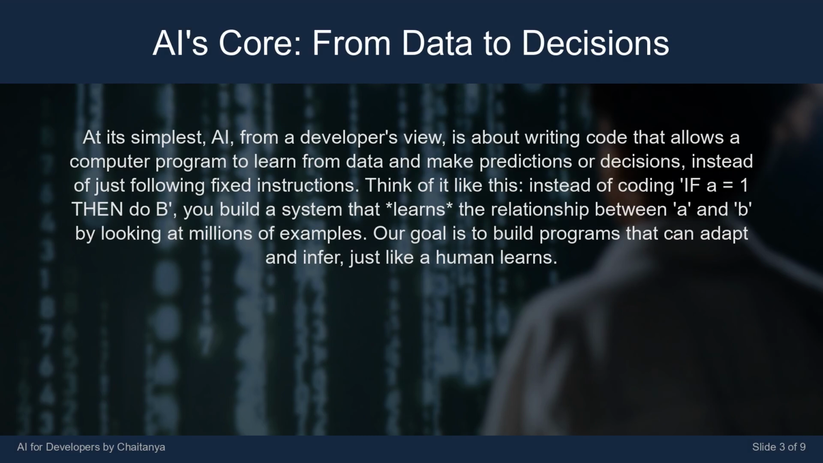At its simplest, AI, from a developer's view, is about writing code that allows a computer program to learn from data and make predictions or decisions, instead of just following fixed instructions. Think of it like this. Instead of coding, if A equals 1 then do B, you build a system that learns the relationship between A and B by looking at millions of examples. Our goal is to build programs that can adapt and infer, just like a human learns.